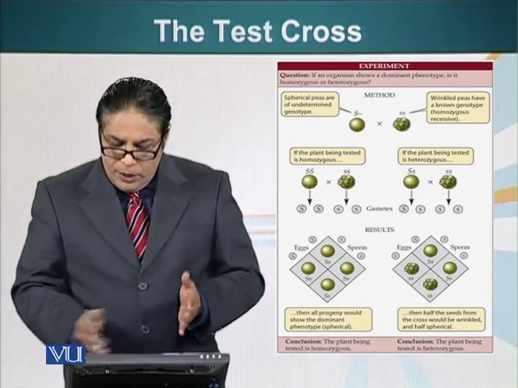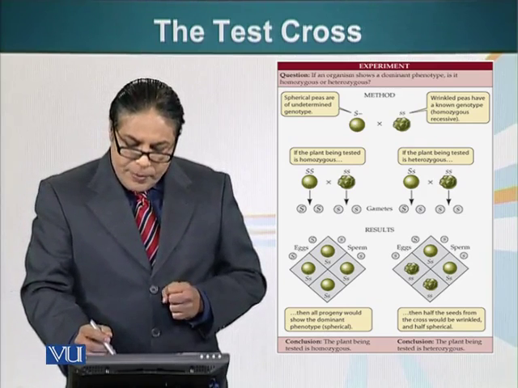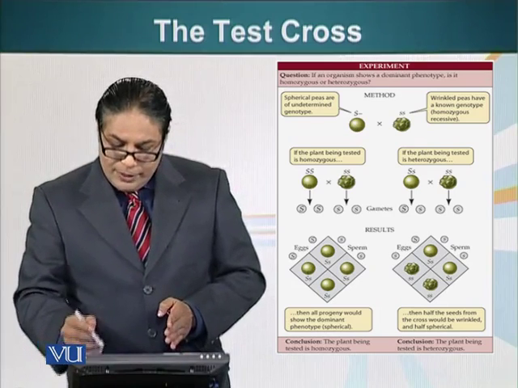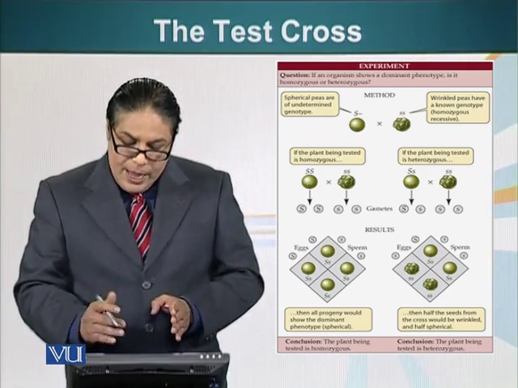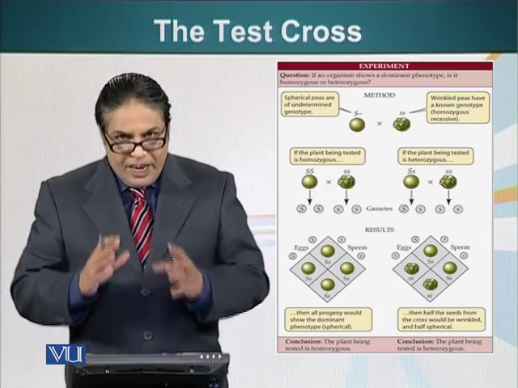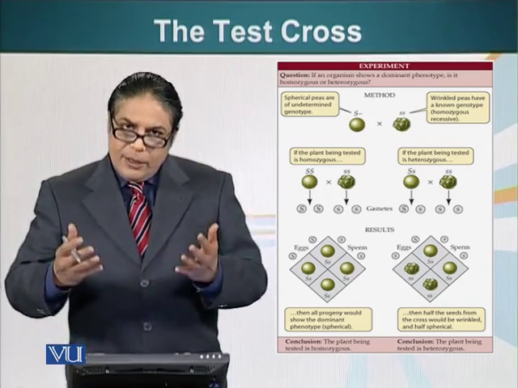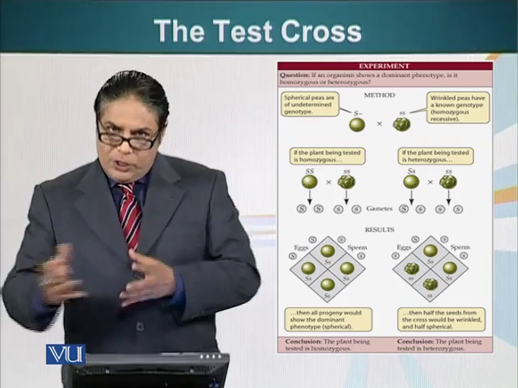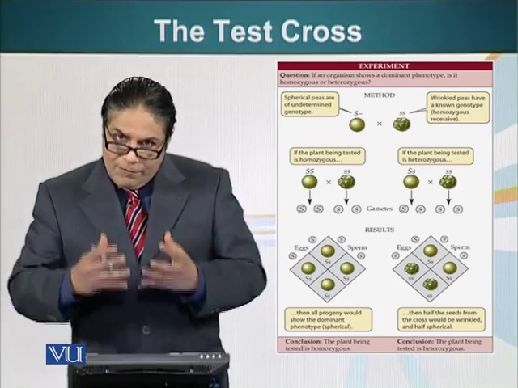We can split it into two. We can do two experiments. So if we cross this S question mark with small s small s, if the question mark is a capital S, then the result of this cross will produce all spherical seeds. None of them will be wrinkled because one of the parents only has capital S. It cannot contribute small s to the progeny. So all the progeny will have spherical seed.